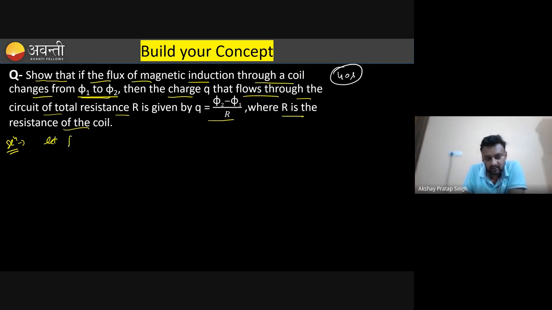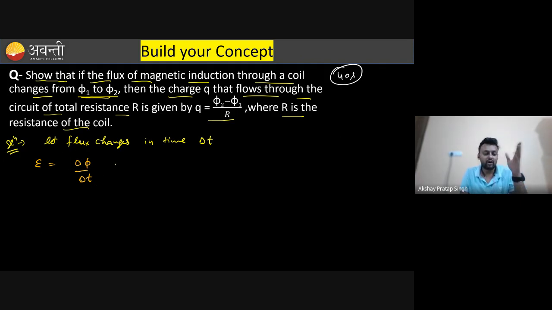Let the flux change in time delta t. So what will be the EMF induced in this time? I am not using the sign here. That will be delta phi by delta t. I told you earlier that we will not use this sign, because we are going to use Lenz law to find the direction of positive polarity and negative polarity. So don't worry about that.